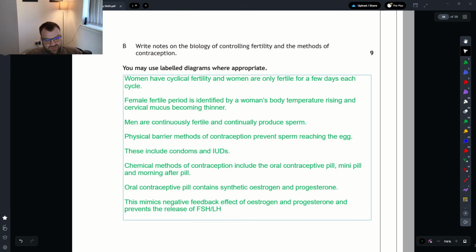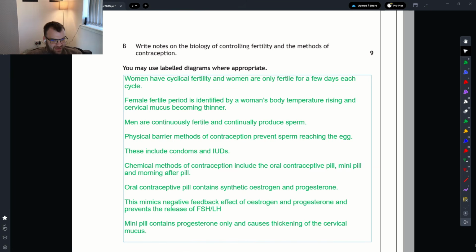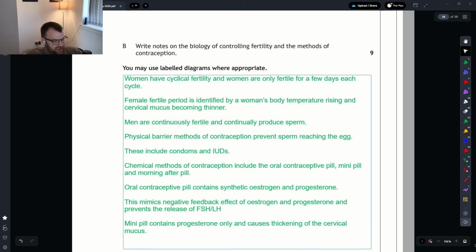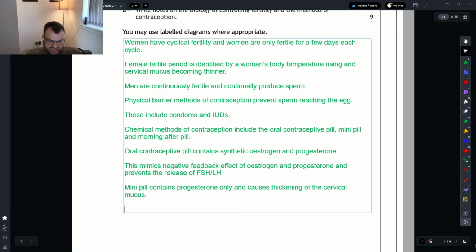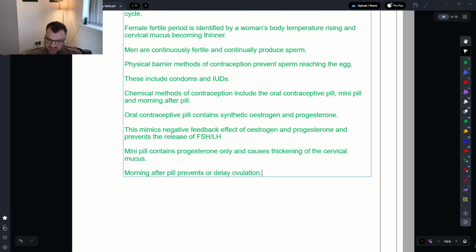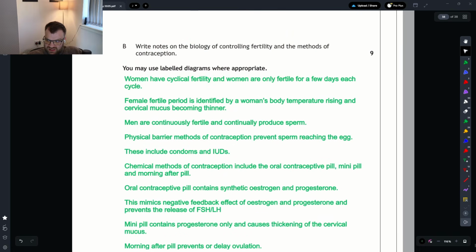Mini is progesterone only and is to do with the mucus. A mini pill contains progesterone only and causes thickening of the cervical mucus. And then the last one, the morning after pill, is the emergency contraceptive, and it prevents or delays ovulation and reduces the risk of the person falling pregnant. For that one, again, let's check the marking scheme and see where I've picked up some or all the marks.